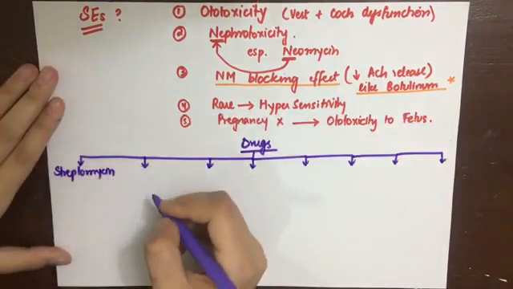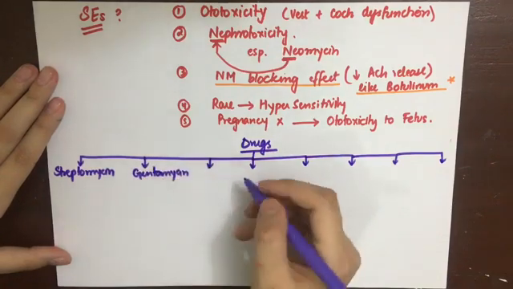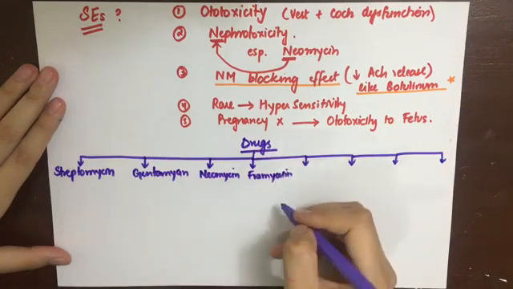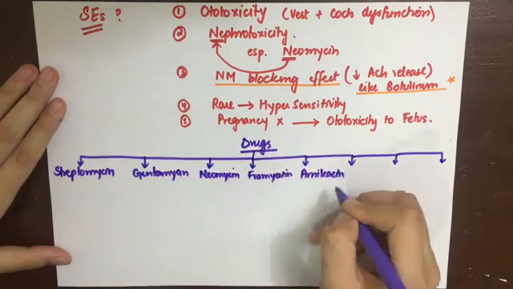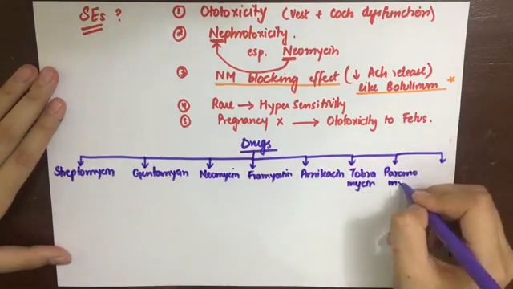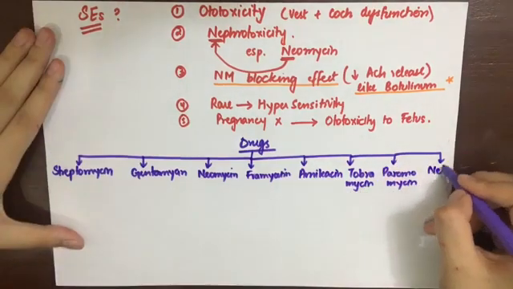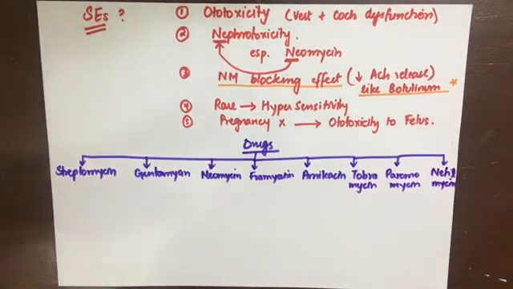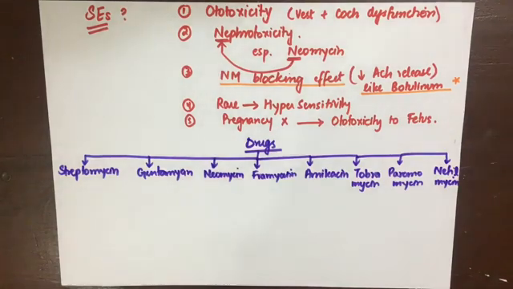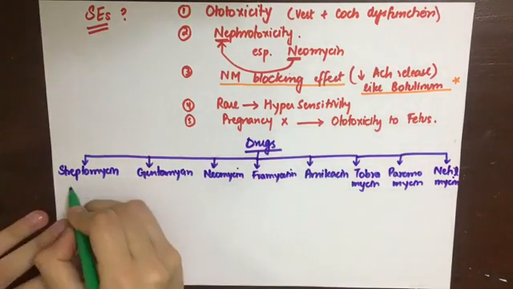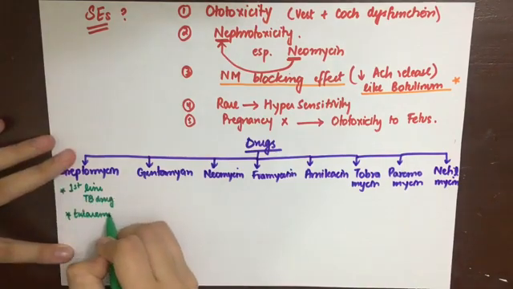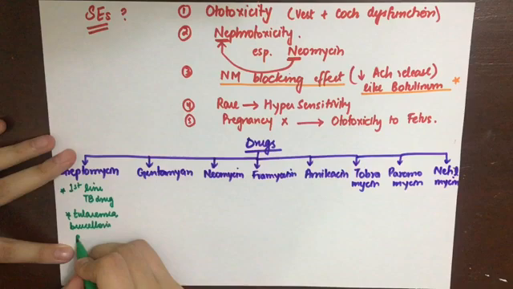Finally, the drugs are streptomycin, gentamicin, neomycin, framycetin, amikacin, tobramycin, paromomycin, and netilmicin. Now we'll remember a little bit of something about each of these drugs. About streptomycin, I need you to remember that it is a first-line anti-tuberculous drug and it is the drug of choice for tularemia, brucellosis, and bubonic plague.